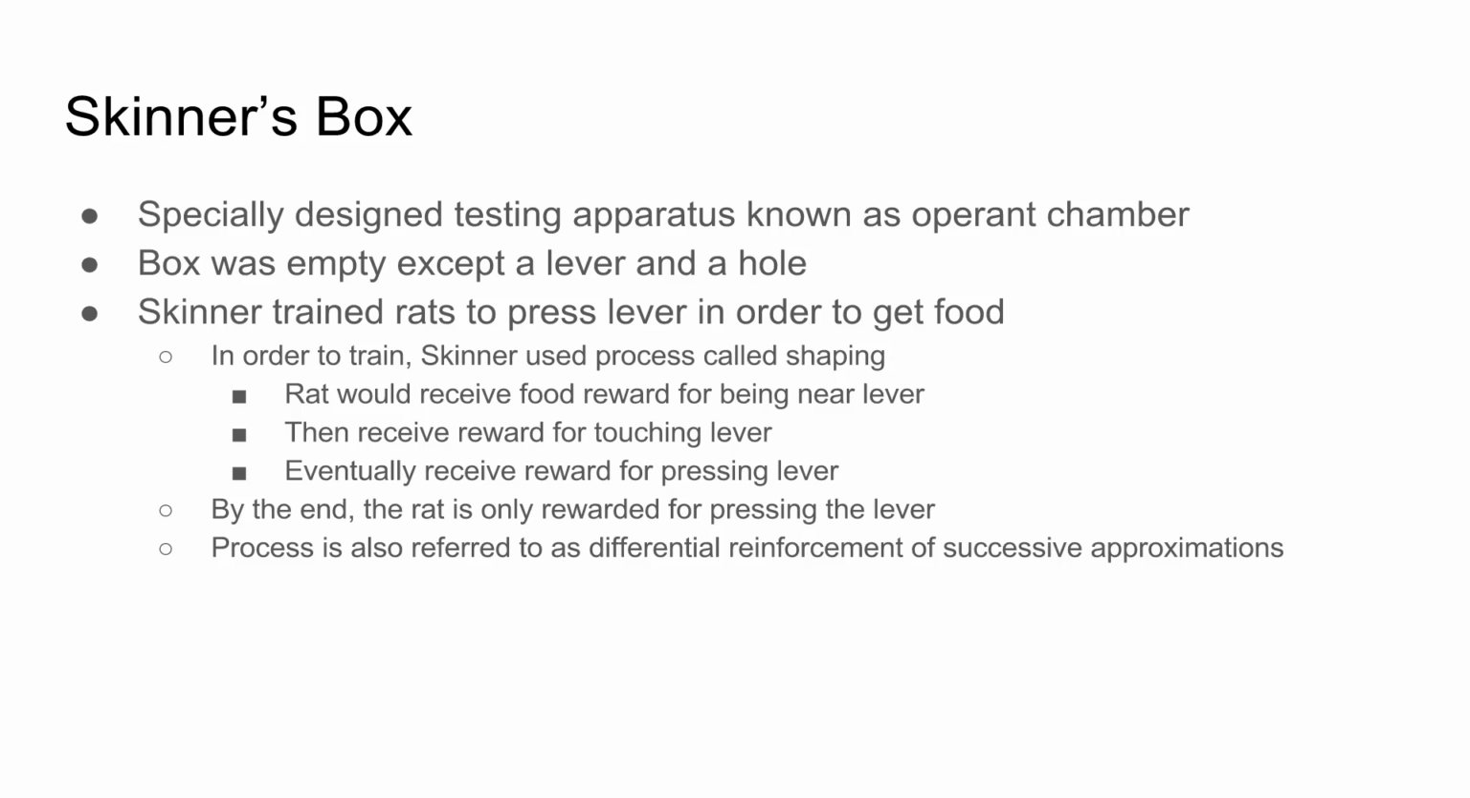Then the rat receives a reward for touching the lever. So now it recognizes that it gets the reward both for being near and for touching, and so that's a positive thing. And then eventually the rat receives a reward for pressing the lever. So the rat starts to recognize this process of getting what they want as they get closer and closer, and eventually start pressing the lever. By the end, the rat is only rewarded for pressing the lever. So the rewards for getting near the lever disappear, the rewards for touching it disappear, but when they press the lever, the rewards still continue to exist. And so that is pressing a lever.